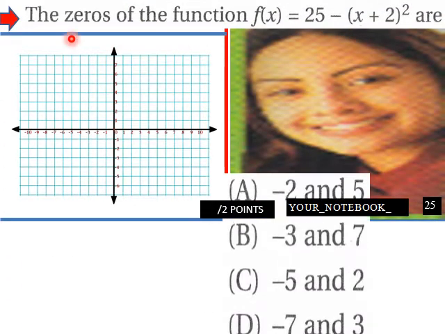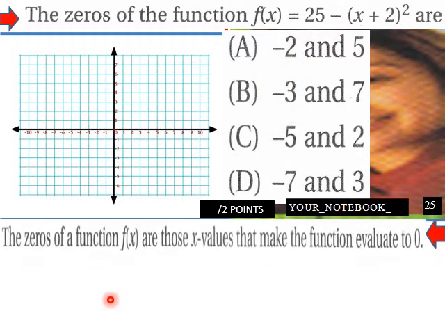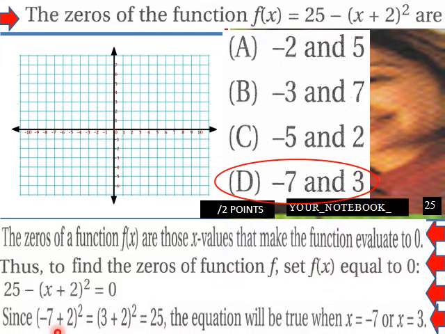So in your notebook, again, the zeros of a function, f of x equals 25 minus the quantity x plus 2 squared. Here's our selection. To find the zeros, set f of x equal to 0. We just make this equal to 0. Since negative 7 plus 2 squared equals 3 plus 2 quantity squared equals 25, the equation will be true when x equals negative 7 or x equals 3.